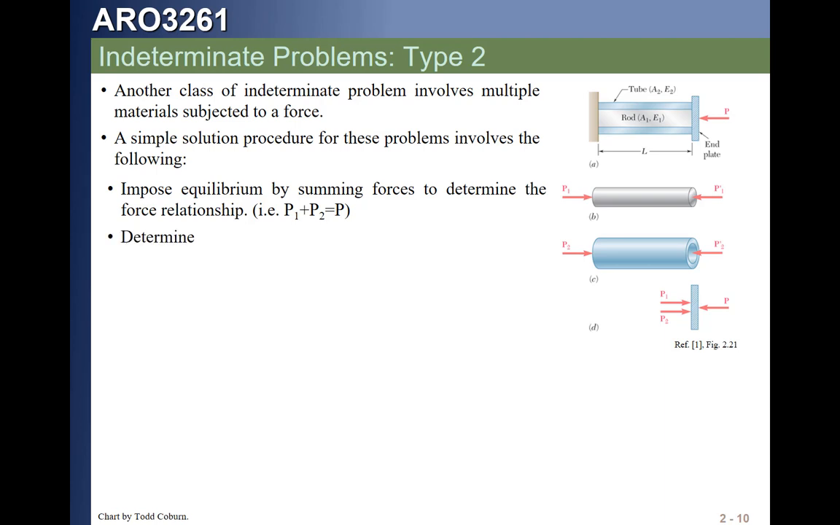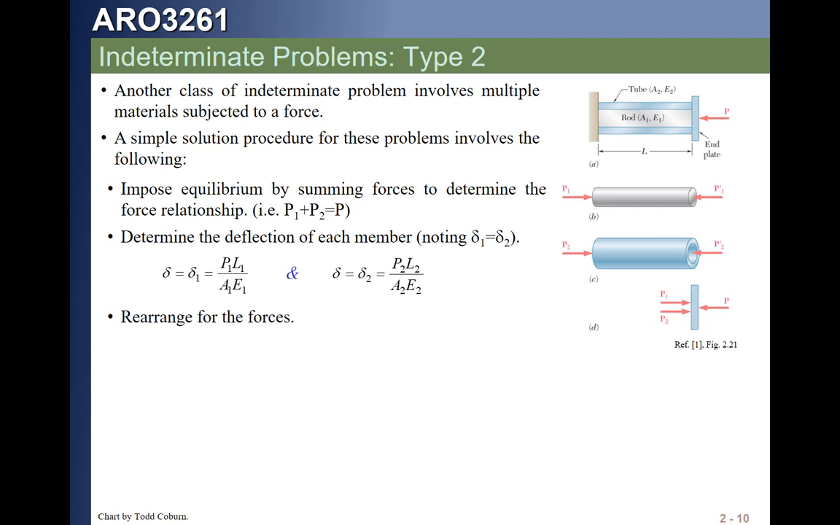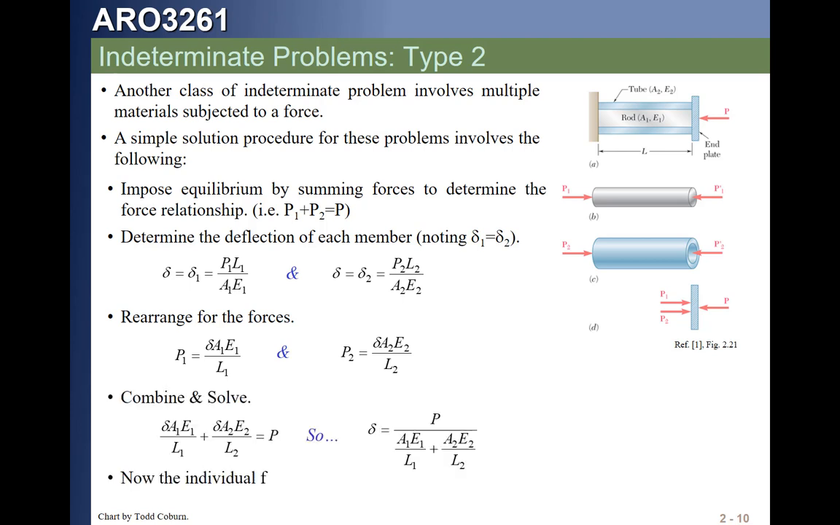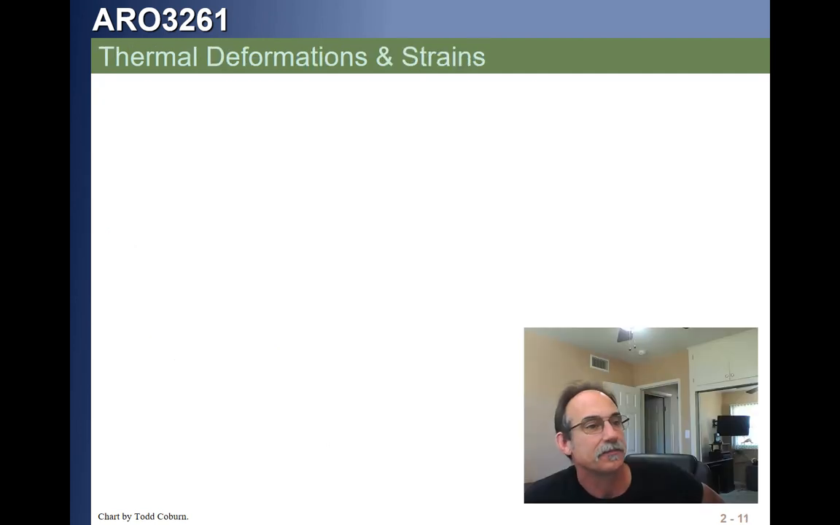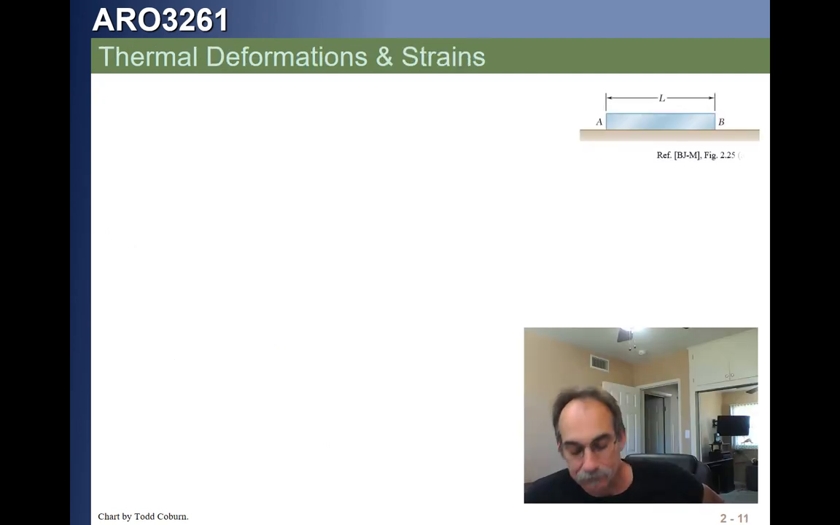And therefore we can solve this in the same manner. This is the deflection of the first material, the deflection of the second material. We can set those deflections equal and solve, and that allows us to calculate the individual forces in each piece. Does that make sense? Okay.